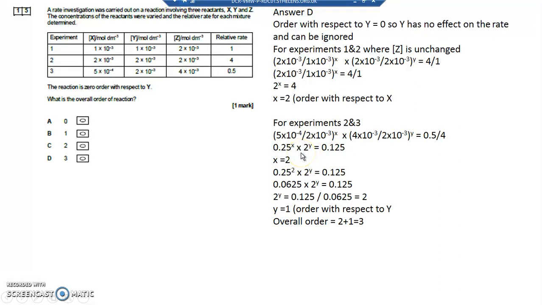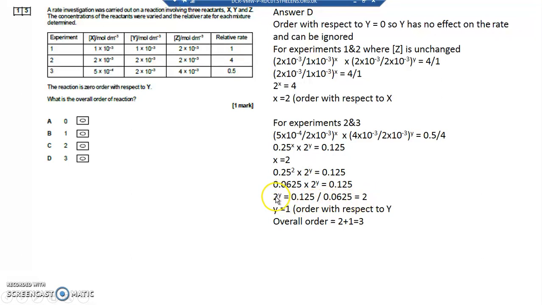So if x equals 2, we know that 0.25 squared times 2 to the power y equals 0.125. That's 0.0625 times 2 to the power y equals 0.125. So 2 to the power y is 0.125 divided by 0.0625, which equals 2. So y must be a 1.